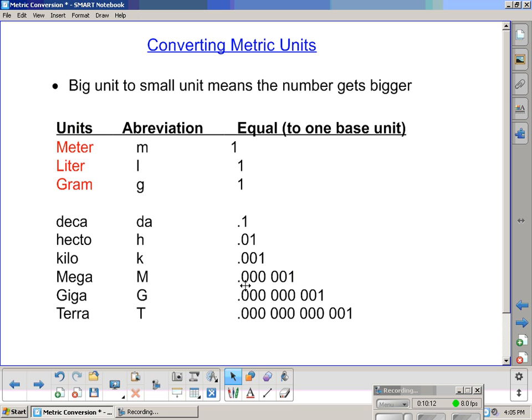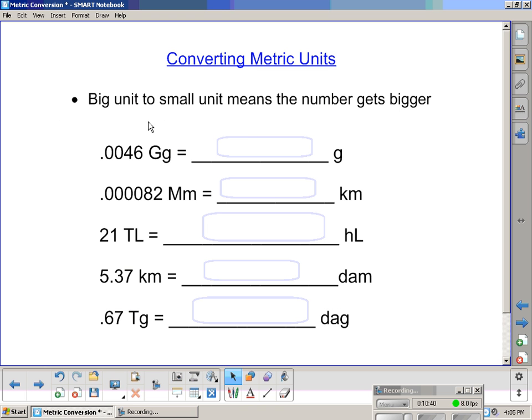Let's go megaliters to decaliters. Okay, if we have this many megaliters, it's going to be equal to that many decaliters, a tenth of a deciliter. All right, so let's try some that are more practical. The number gets bigger because 0.00000 is definitely smaller than 0.1, a tenth. Okay, now these are a bit more like what you would see on your assignment.